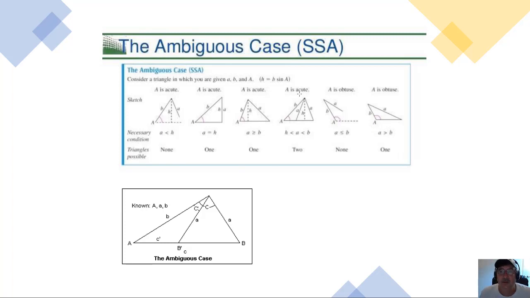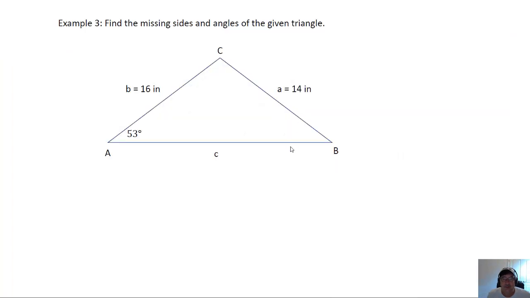So I'm going to do one example with two sides and an angle with the two case scenario. So here we go. It says find the missing sides and angles of the given triangle here. And notice that if I dropped a perpendicular down here and called this the height, which I think I'm going to do, we'll do that real quick and show you that this is certainly going to be the case here.